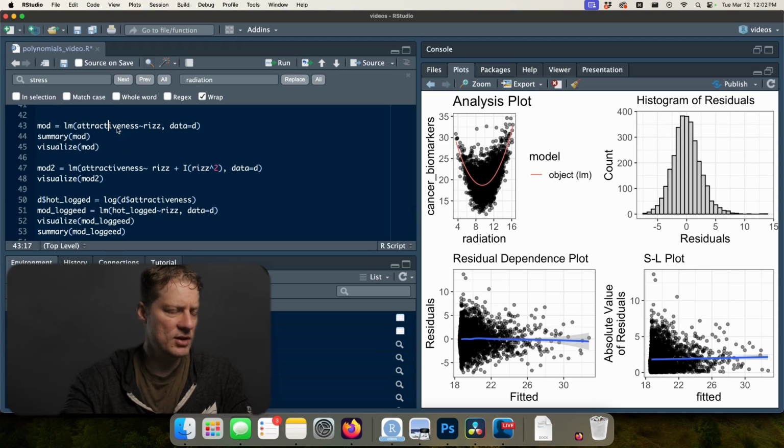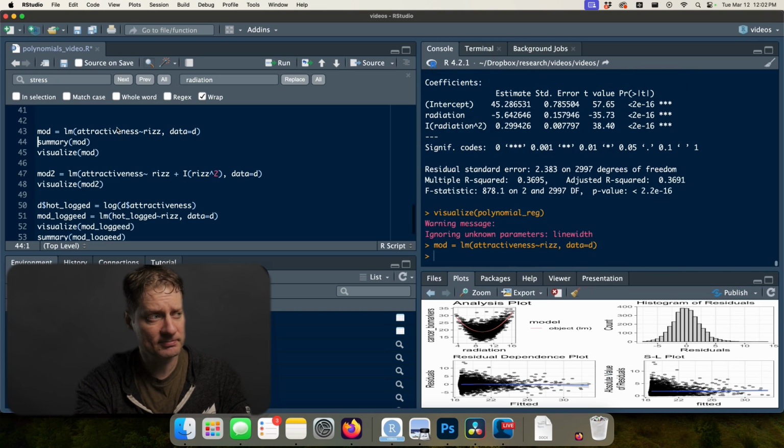So here we have our model where we are predicting attractiveness based on one's riz.